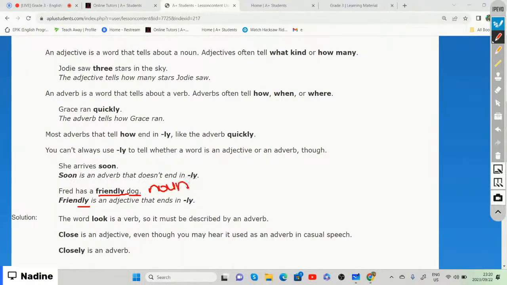So, dog is a noun, which means that friendly tells us about the noun. So friendly tells us about the noun. So, this is an adjective.